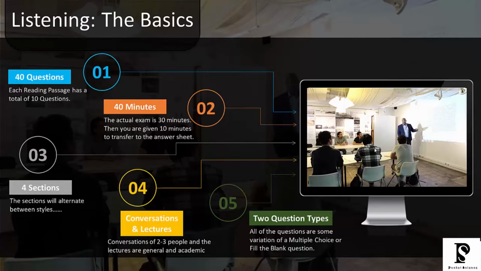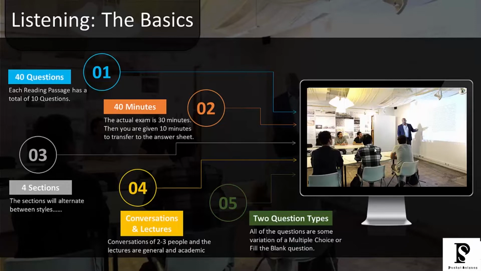Now, there are 4 sections, 10 questions per section. Those 4 sections are going to alternate between conversations and solo presentations or lectures. In section number 1, it's a conversation between 2 people. Section number 2 is going to be a general solo presentation by one person on a general life topic. Then section number 3 is going to be a conversation, but most of the time it's going to be between 2 to 3 people. And then finally in section number 4, they're going to give you really more of an academic kind of lecture.